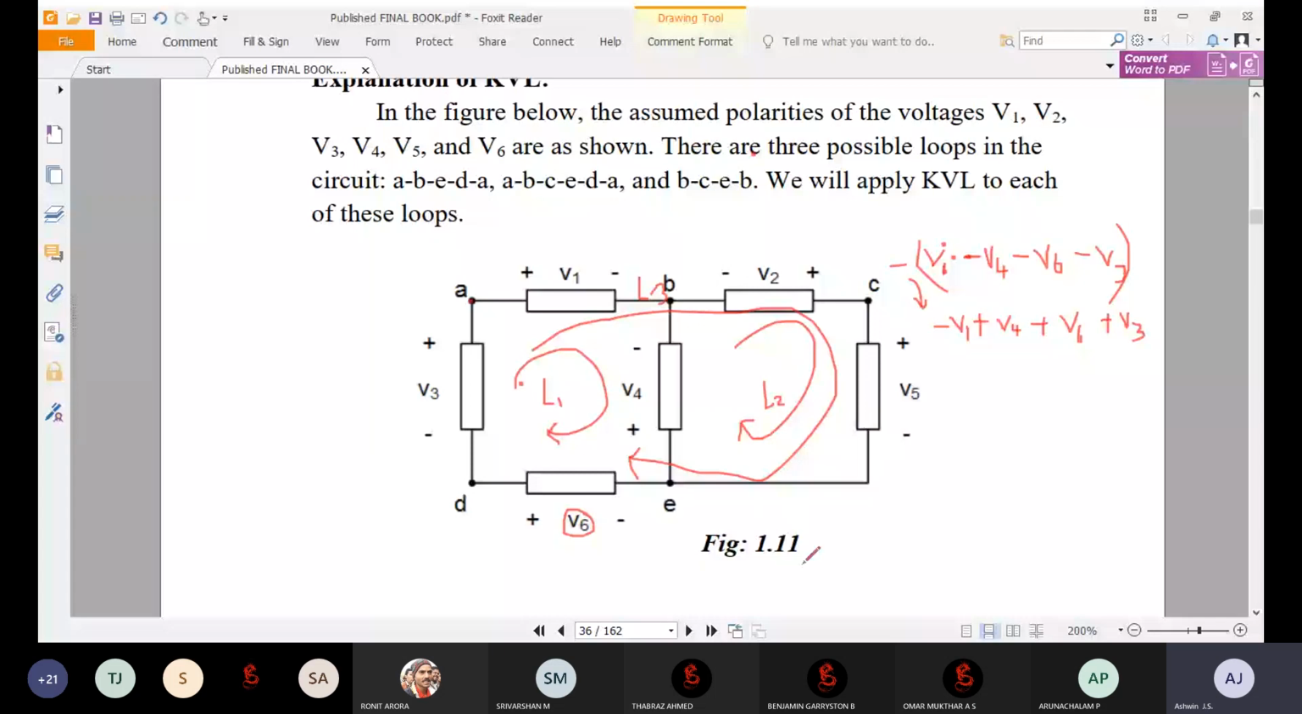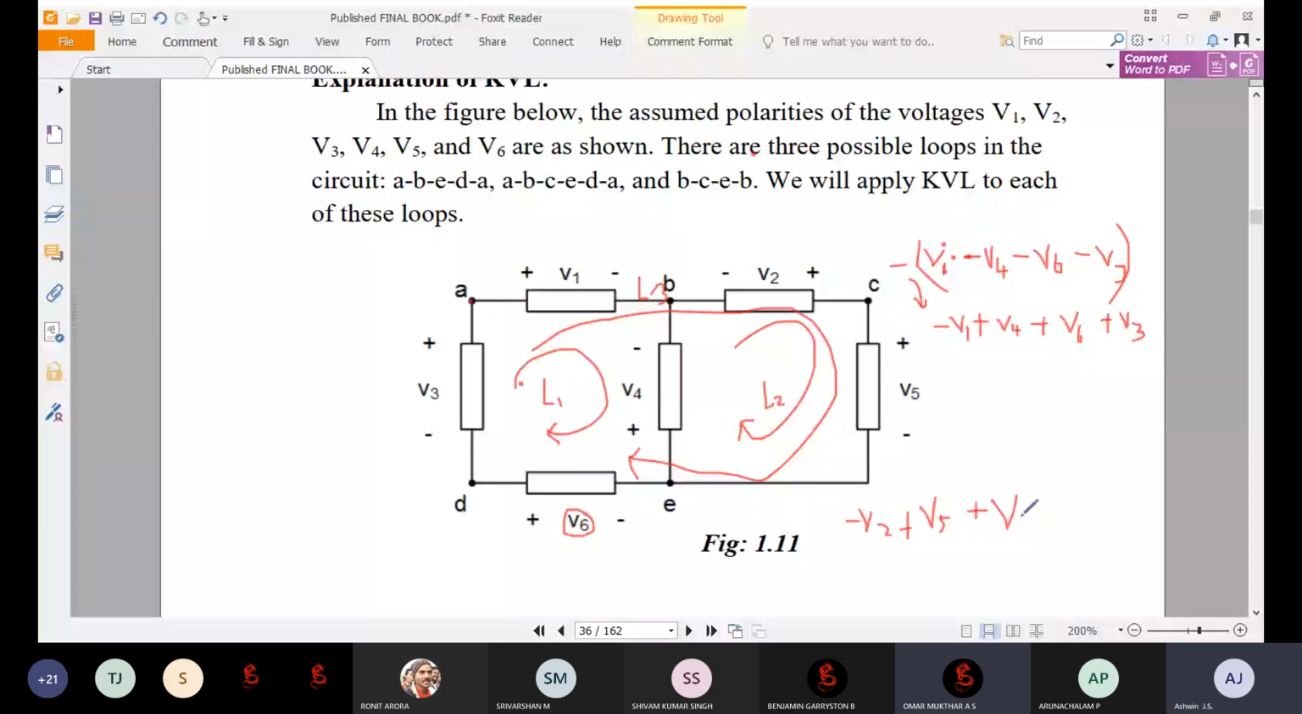So can anyone tell the equation for second loop L2? Minus V2, plus V4, plus V5. Yes, sir, V4 minus and plus V4. Minus V4.